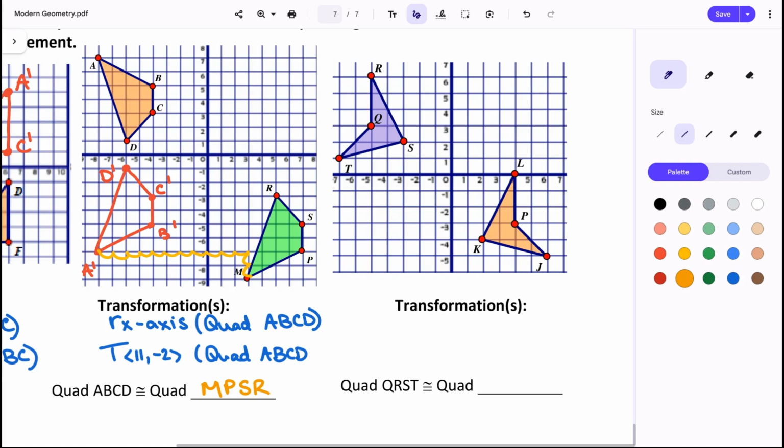Wait, is it 6 away? I'm counting wrong. Yes. Are you doing it from the x-axis? Yeah, it's 6 up. So okay, you'd want to go 6 down.